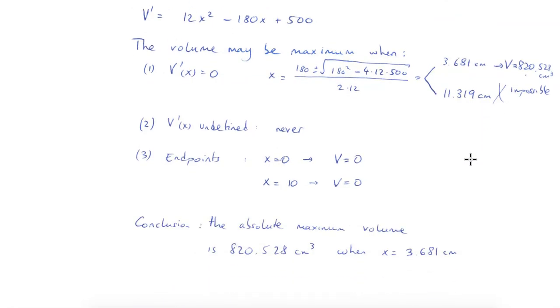So, conclusion, since it's a word problem where you want to write a sentence, the absolute maximum volume is 820.528 cubic centimeters, and that happens when we cut squares that are 3.681 centimeters for each side.